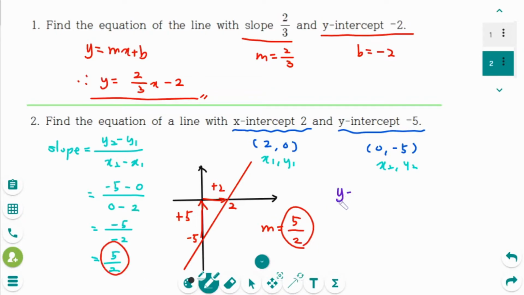And the equation is y equals mx plus b form. So y equals, m is 5 over 2, x plus b means y-intercept. We already know here. So minus 5. So we have the answer.